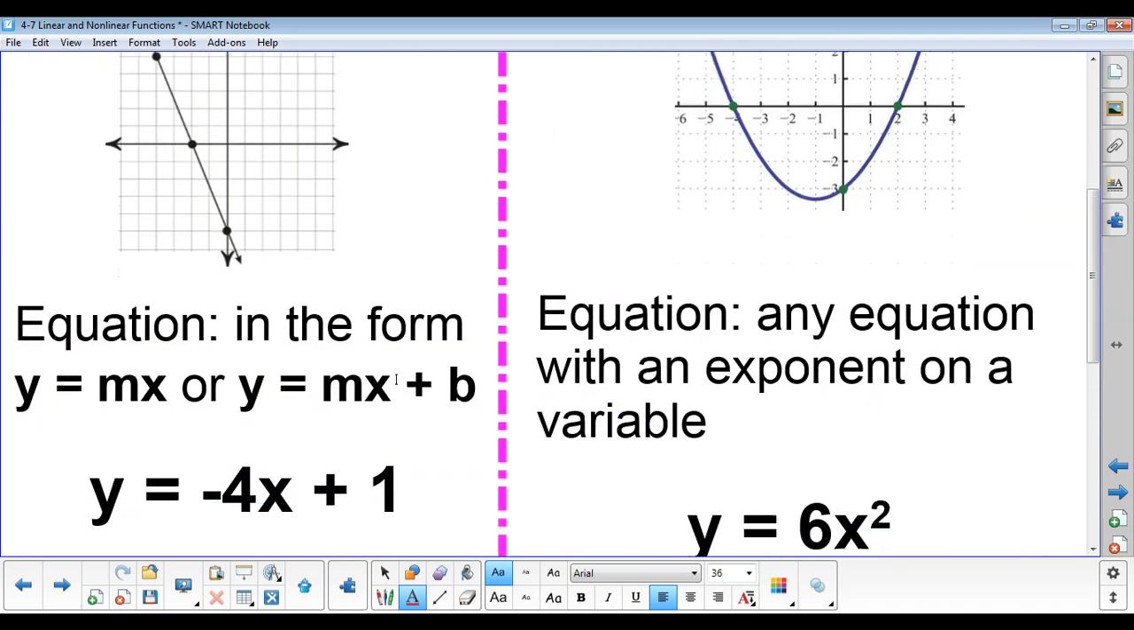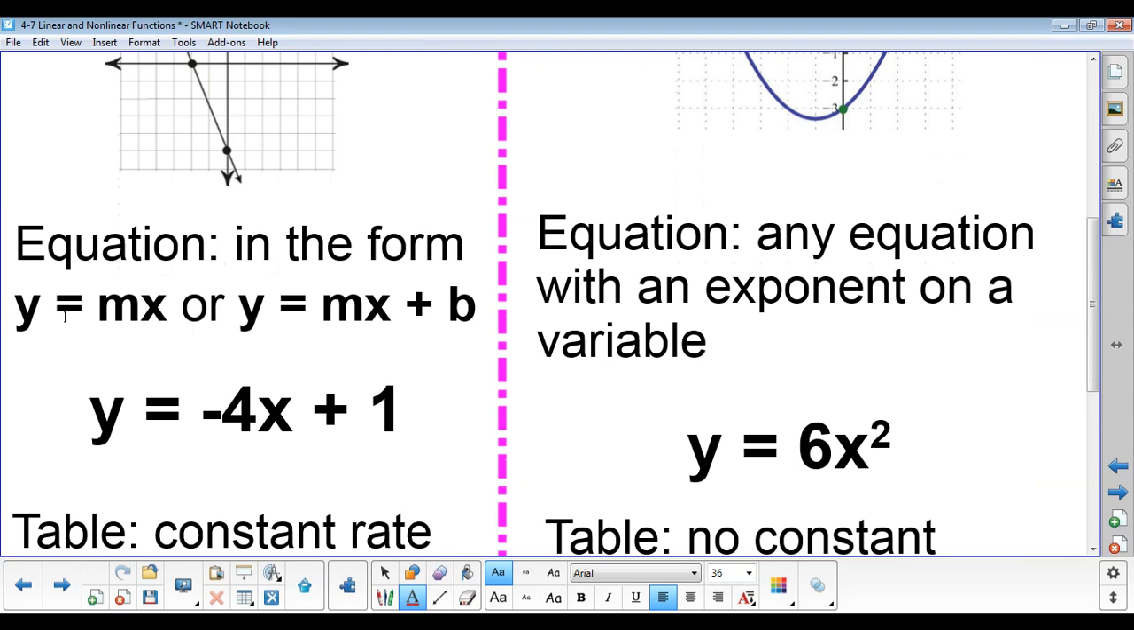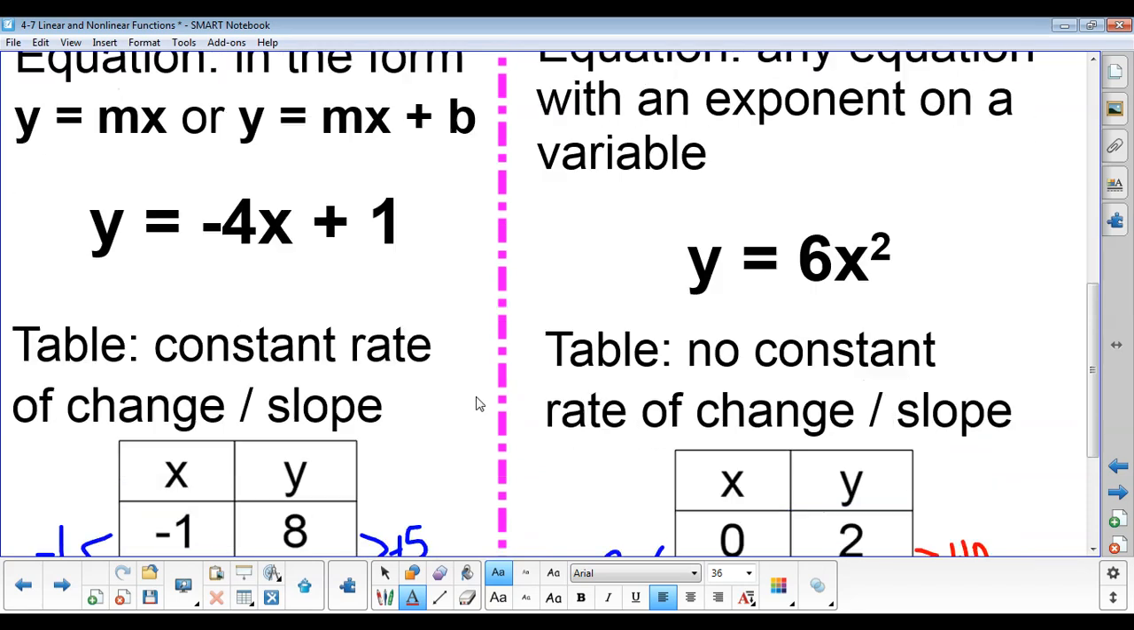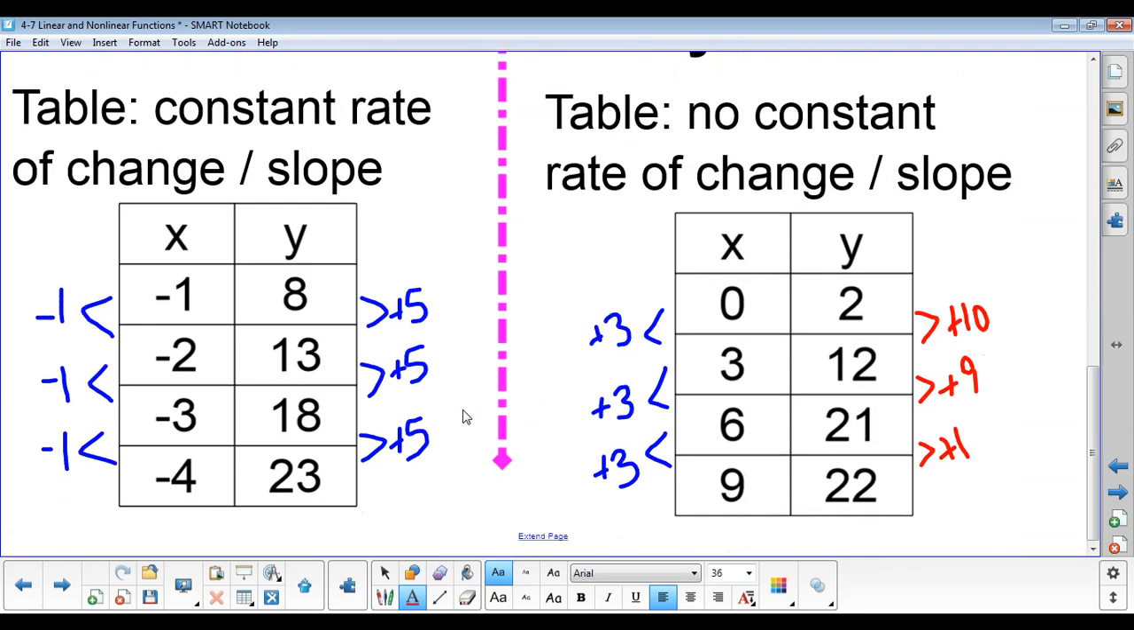In equation form, you're going to have y equals something x. It might have a number at the end, but notice there are no exponents. y appears once, x appears once. They are not being multiplied. They're separate.